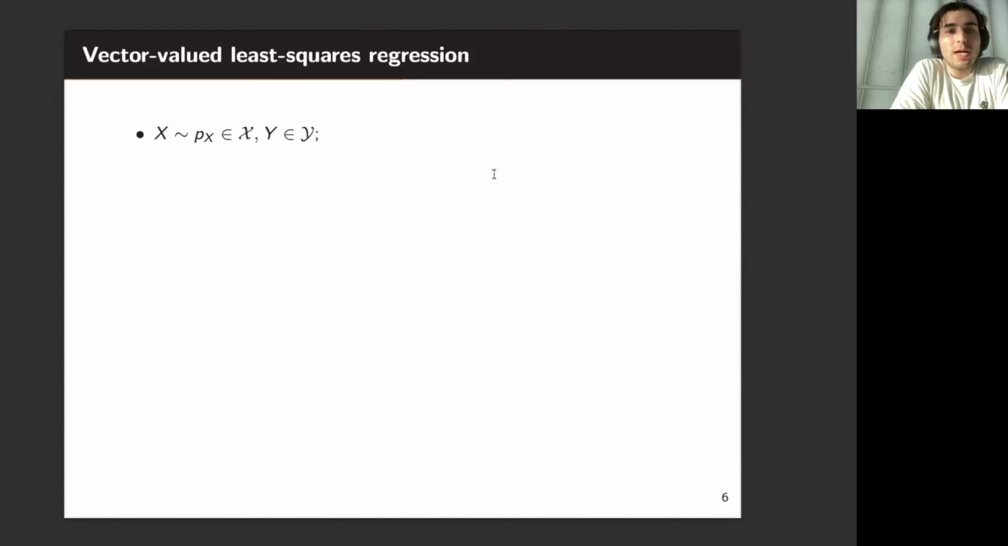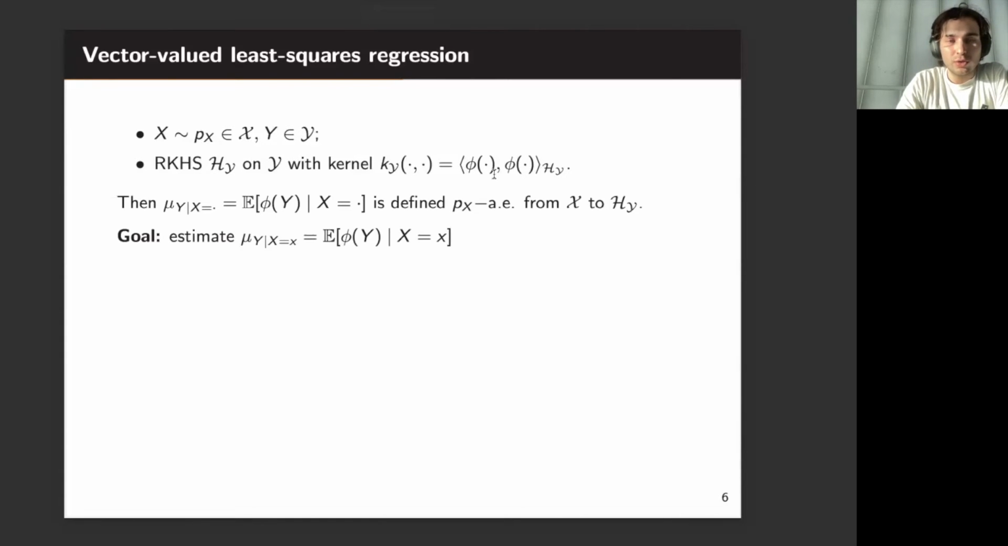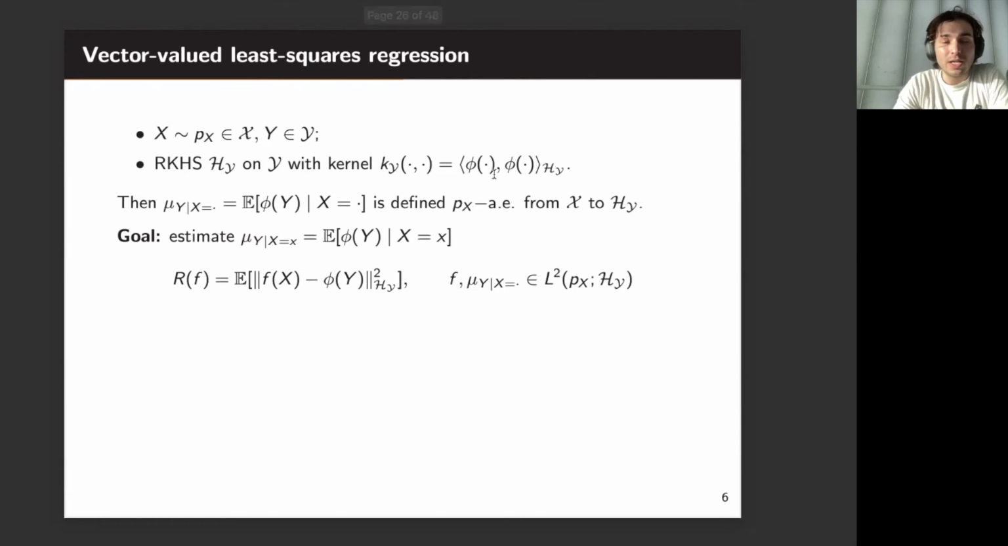We have a random variable X with probability distribution P_X and a random variable Y living in curly Y, where curly Y is any space on which we can define a reproducing kernel Hilbert space, denoted here as H_Y, with kernel k_Y. Our goal is to estimate the conditional mean embedding seen as a function from X to H_Y. This is in effect a regression task where the target phi(Y) can potentially be infinite dimensional. Infinite dimensional or not, the natural population loss is an expected squared error loss, where f is any square integrable function taking values in H_Y.